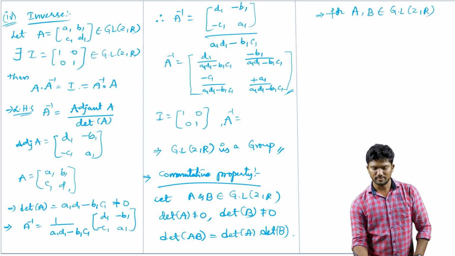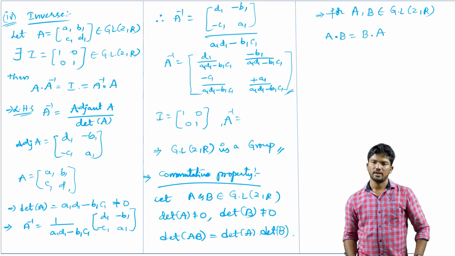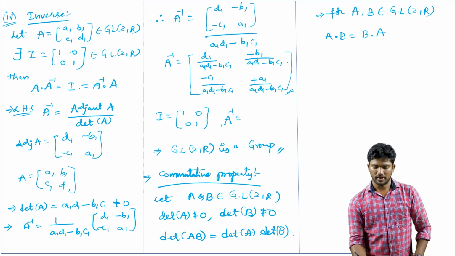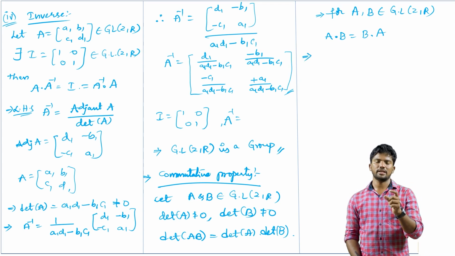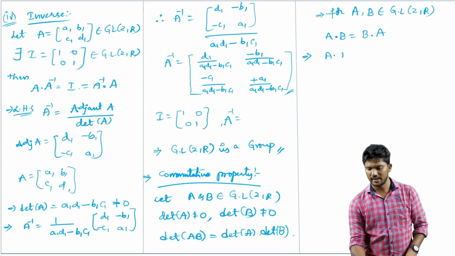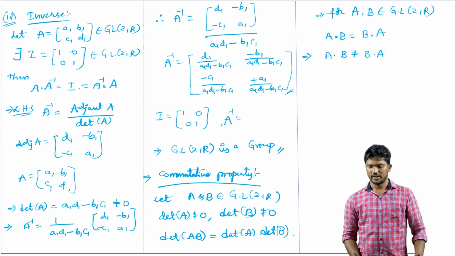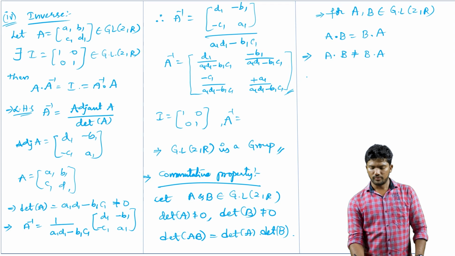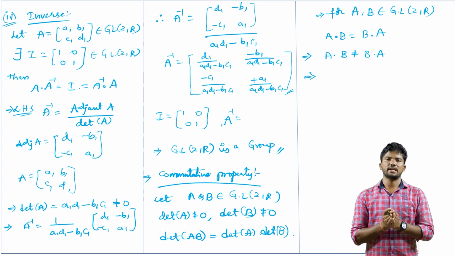With respect to matrix multiplication, what is the commutative property? A into B is equal to B into A. This is the original property. But in matrices, if you take any two matrices, their multiplication will generally not be equal. So clearly we can say that A into B is not equal to B into A according to the matrix properties. We can also prove this. Therefore, the commutative property does not exist in the general linear group.